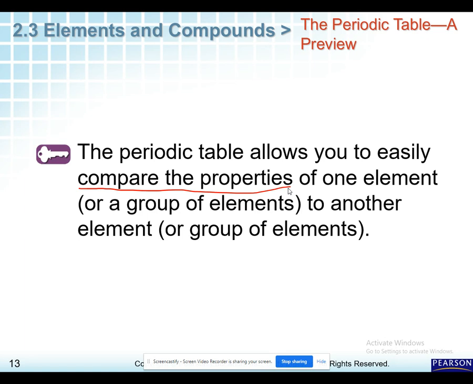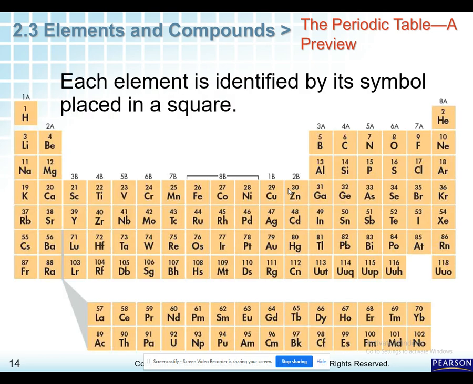Now, I will go more in depth on the periodic table when we reach chapter 6. It's actually the last chapter that we cover of this semester. So when we get to that chapter, we're going to learn more about how the periodic table is arranged. But for right now, this is a general idea of what it looks like. I have a periodic table in the front of my classroom, but also one on my website under helpful links and resources. Each element is going to be identified by symbols placed in the square.